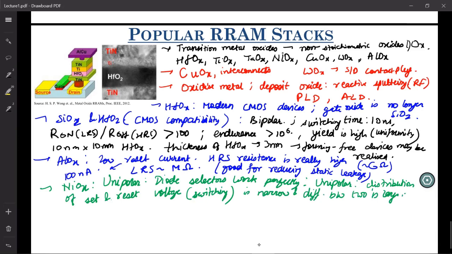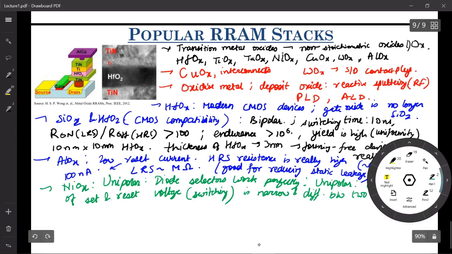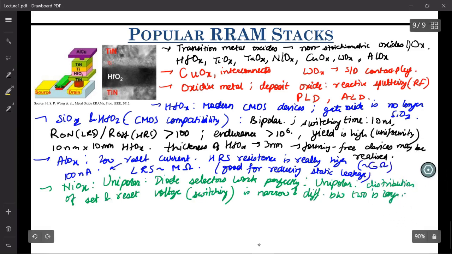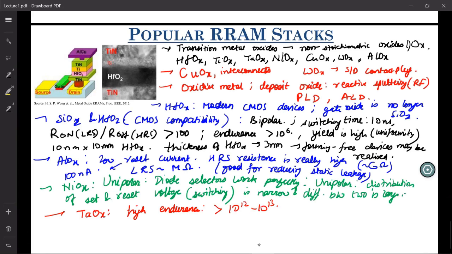Then another stack which is very famous is tantalum oxide. So let me just write it as well. We have this tantalum oxide which is really famous. And why is it famous? Tantalum oxide actually shows you high endurance. How high? People have shown greater than 10^12 to 10^13 cycles of endurance, which is way more than your 10^5 or 10^4 of flash.